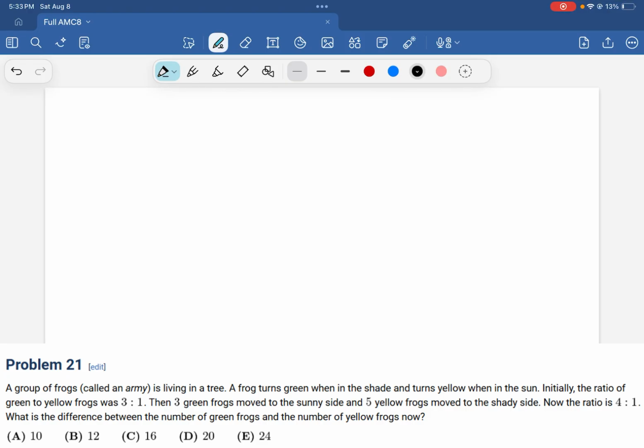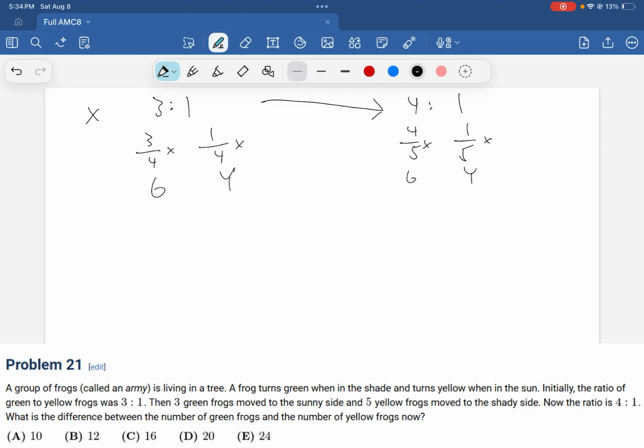So let's say there are x frogs in total. Then if the ratio is 3 to 1, there's going to be 3/4 x green frogs and 1/4 x yellow frogs. After 3 green frogs moved and 5 yellow frogs moved, there will be a 4 to 1 ratio, which is 4/5 x and 1/5 x, green and yellow.